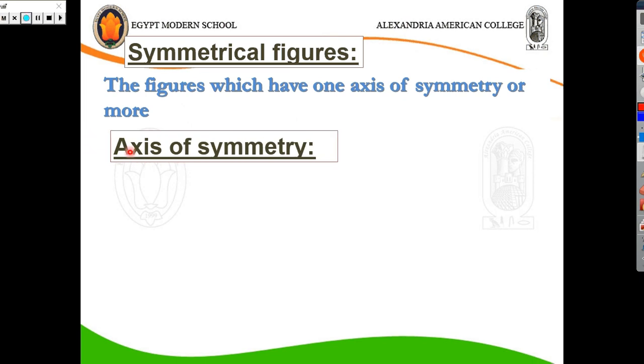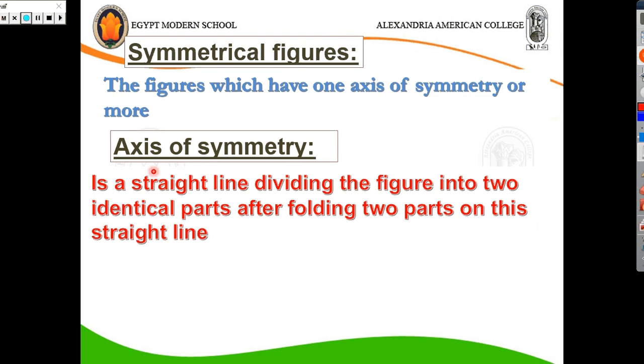Okay, now what's the meaning of axis of symmetry? To be symmetrical, the shape must have one or more axes of symmetry. What's the meaning of axis of symmetry? It is a straight line. Axis of symmetry is a line dividing the figure into 2 identical parts after folding the 2 parts on this straight line.